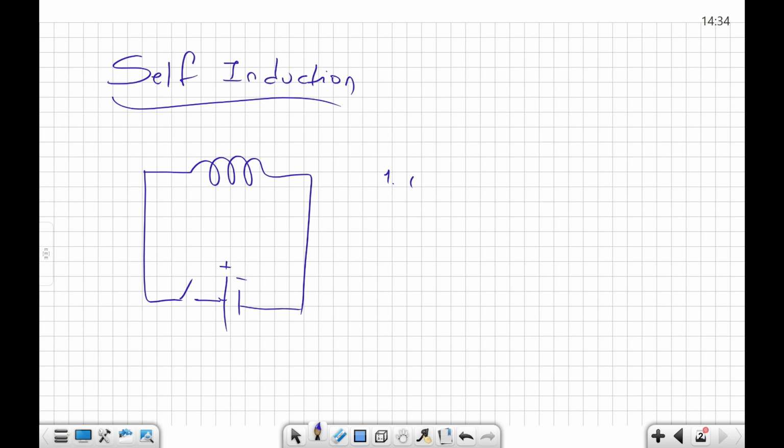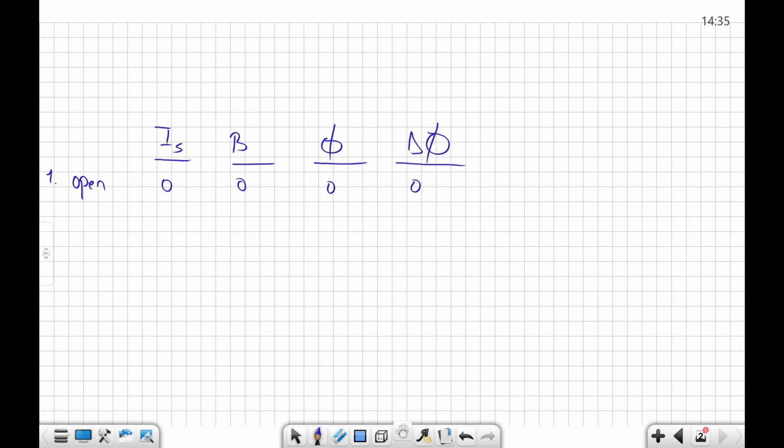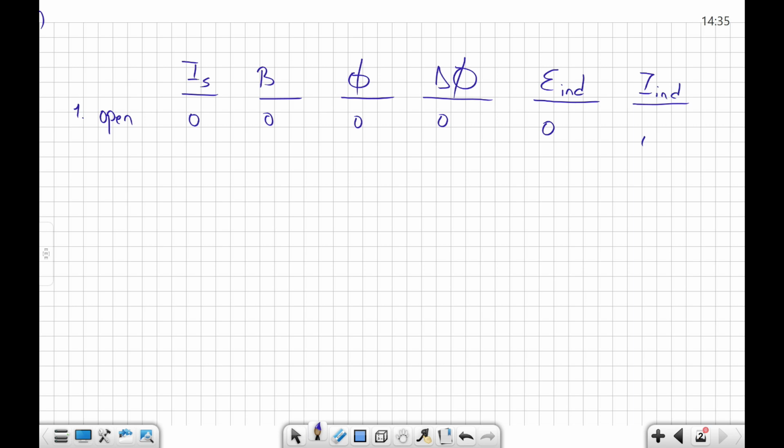So I have 4 cases in this one. The first one, when the switch is open. I can see that the current that comes from the source is equal to 0. The magnetic field is equal to 0. And the flux is also equal to 0. The change in flux is also equal to 0. So there is no induced EMF right now because the change is 0. And the induced current is also equal to 0.